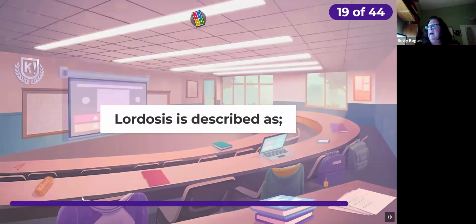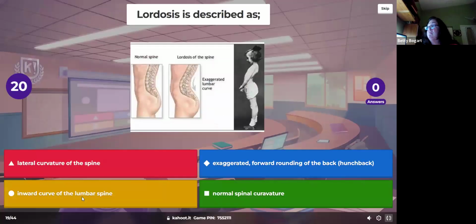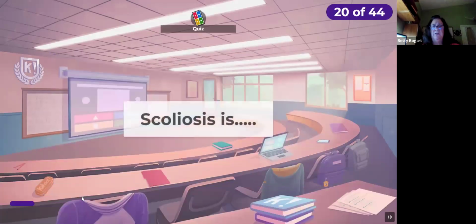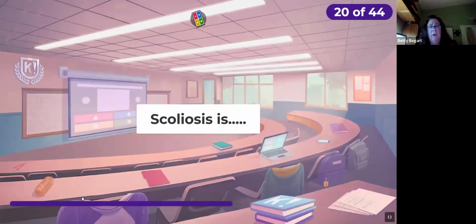Lordosis is described as, so lordosis is the lumbar spine. It goes in. It's sort of like you walk sitting back and moving, usually with big pendulous abdomens too.